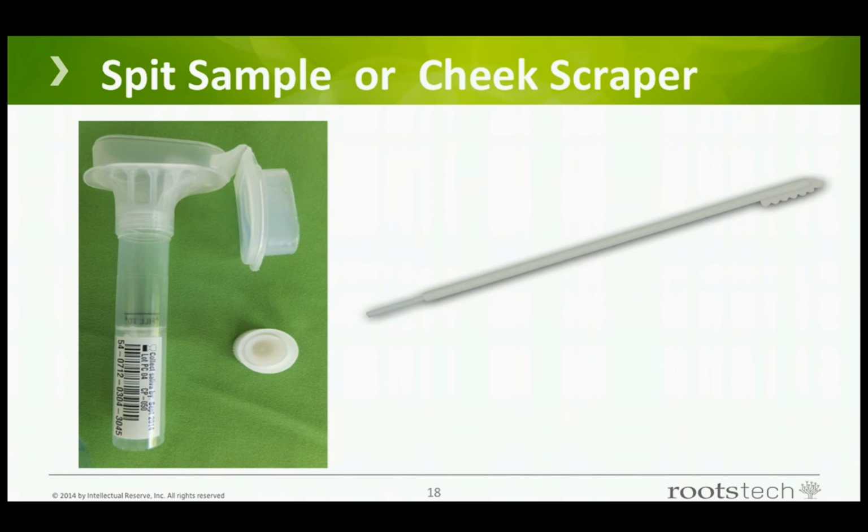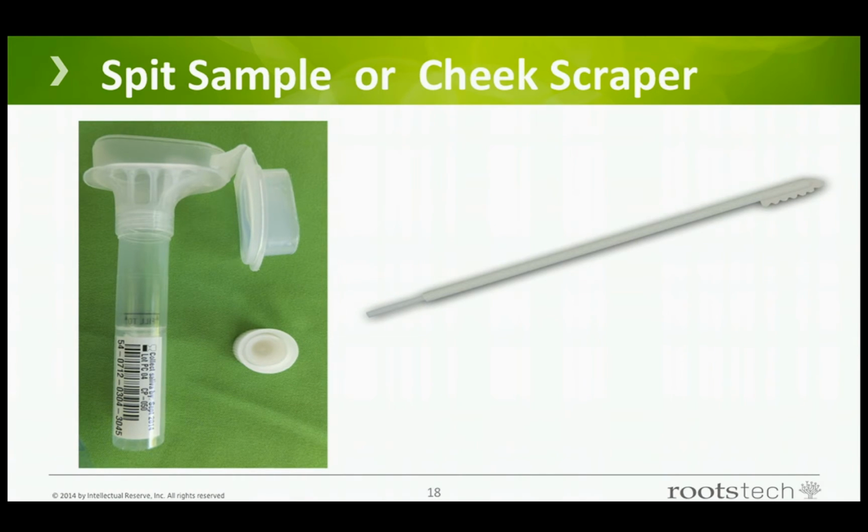So you hold that over a little tube they give you and eject it into the tube, screw the cap on the tube, and mail it back. They actually give you 2 of those, so you use one on one side of your cheek and one on the other side. The one on the left is the one Ancestry and 23andMe are using.